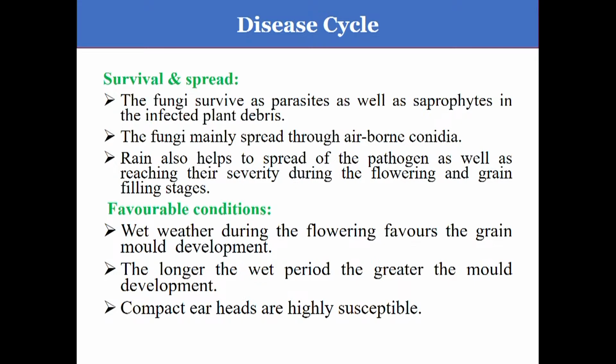The fungi mainly spread through airborne conidia. Airborne conidia germinate and spread from one plant to another healthy one. Rain also helps to spread the pathogen, with severity reaching its peak during the flowering and grain filling stage. The favorable condition for the spread and germination of the disease is wet weather during flowering, which favors grain mold development. The longer the wet period, the greater the mold development. If the wet period is very long, the mold infection is very high.